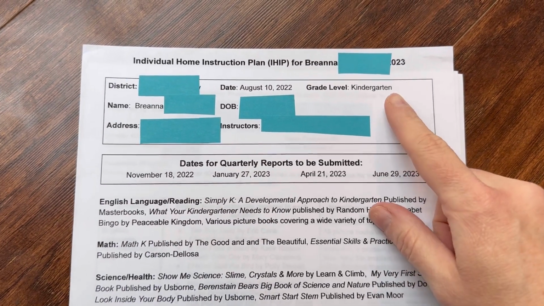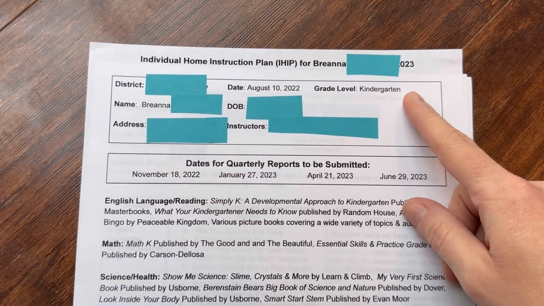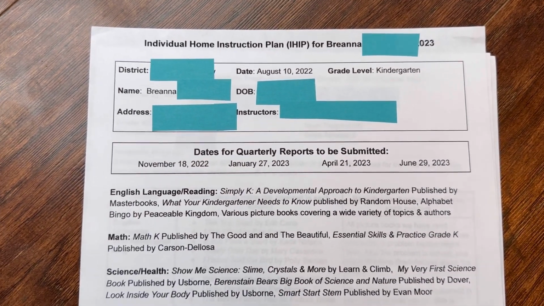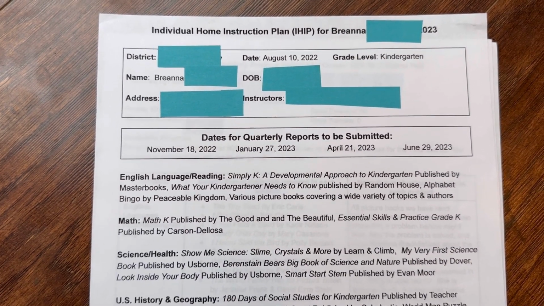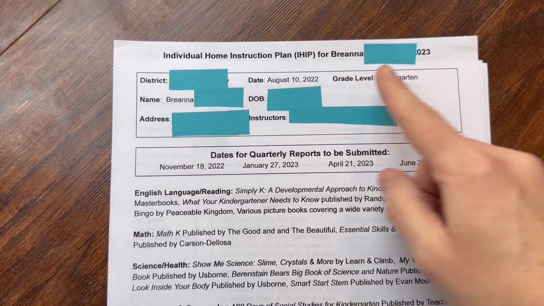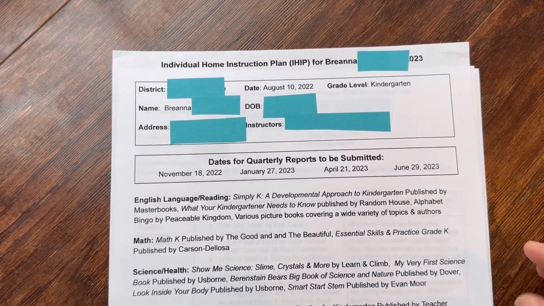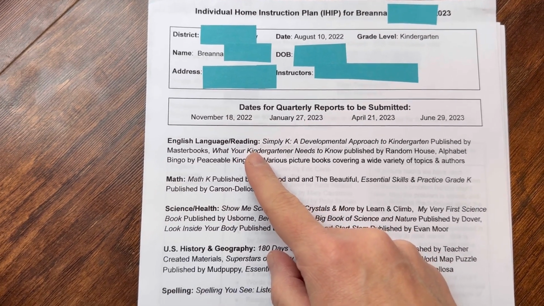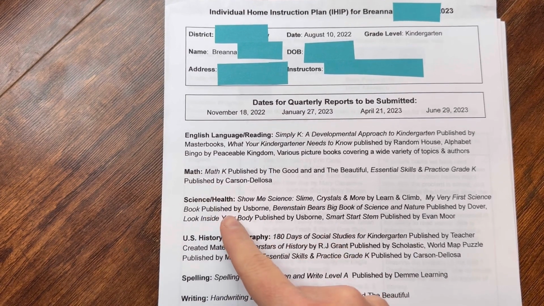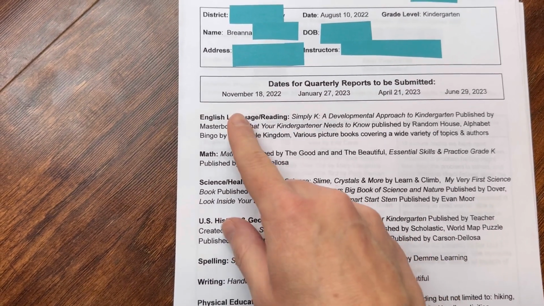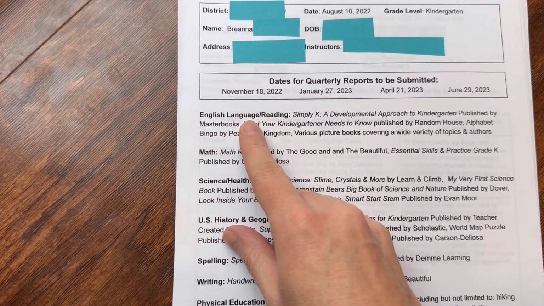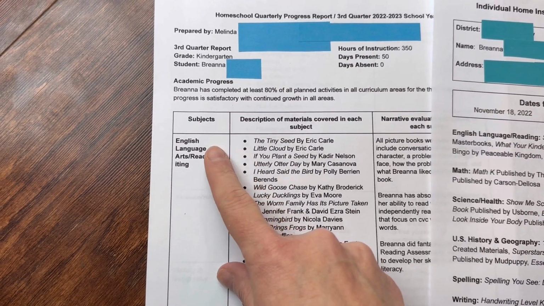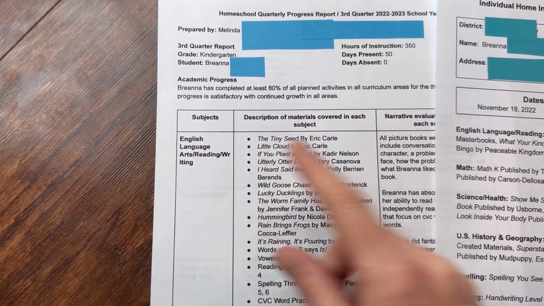Now, this does say kindergarten because I used this for my daughter for kindergarten last year, but it's the exact same thing that you're going to do for 1st through 6th grade. So this is her IHIP. I just wanted to show you because this is how I set up all of the subjects that I'm going to be teaching. Remember how I said I combined things? So English language and reading. And then when I did my quarterly report, I combined English language arts, reading, writing.